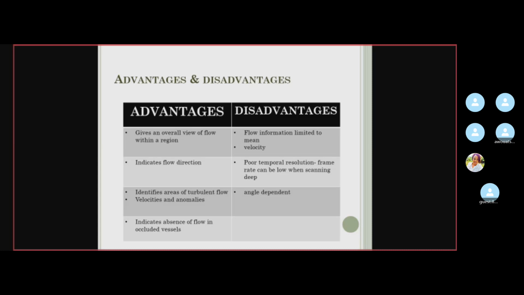So what are the advantages of this? It gives us an overall view of the flow within a region and tells us about the flow direction and the characteristics of the flow, that is, whether it is turbulent, if there are any anomalies, and whether there is absence of flow or an occluded vessel, that is, if the vessel is blocked. Disadvantages are that the flow information is limited to the mean velocity, the temporal resolution is less, and it is also angle dependent.